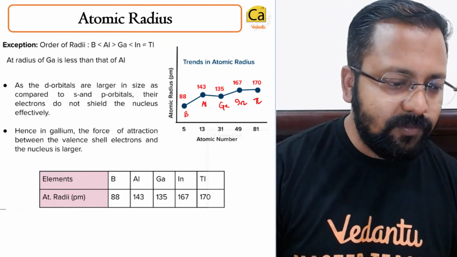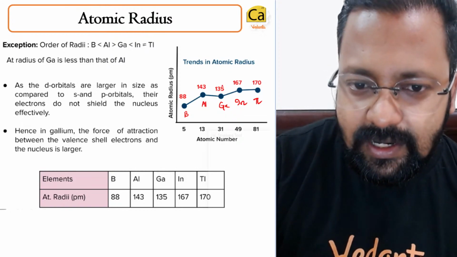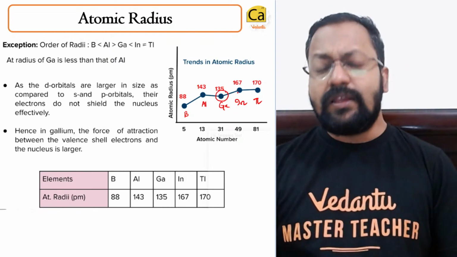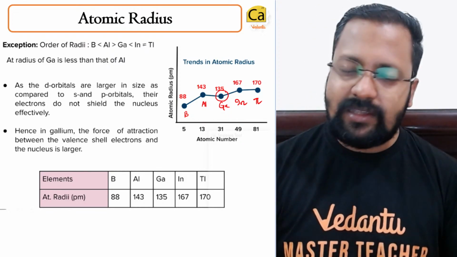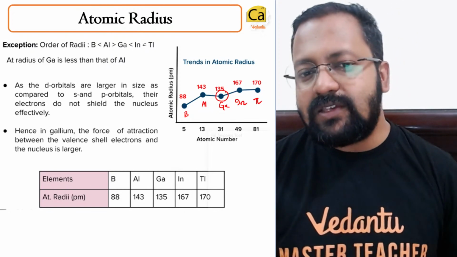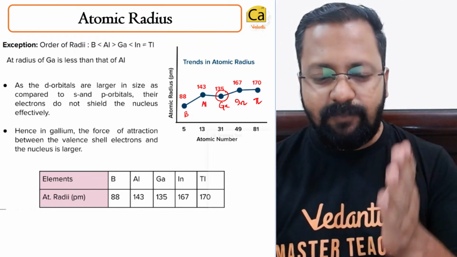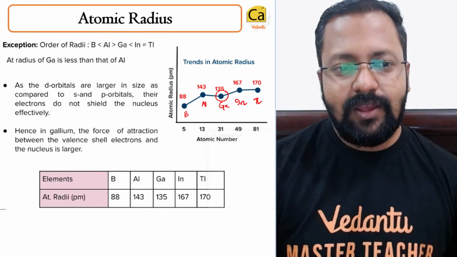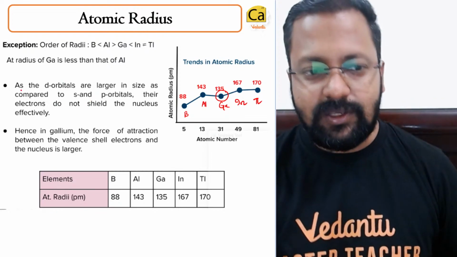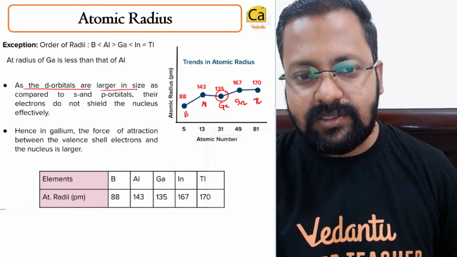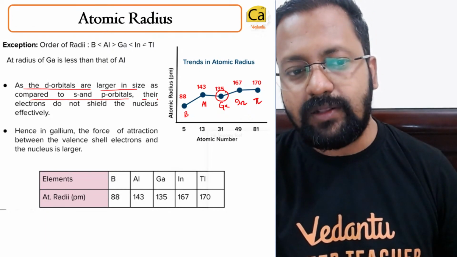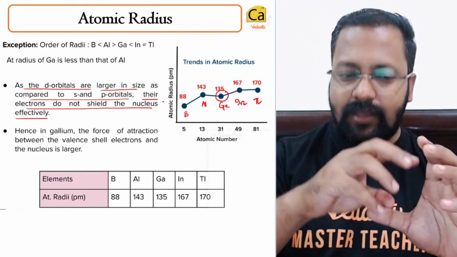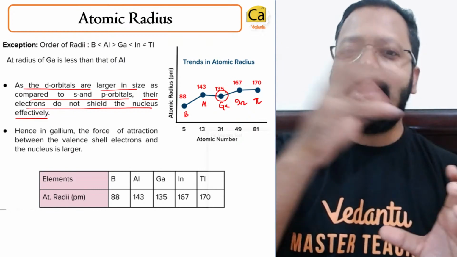But what we are observing is that there is a decrease in the size of gallium. इसका reason क्या है? The decrease in the size of gallium is because before gallium we have zinc. As d orbitals are larger in size compared to s and p orbitals, their electrons do not shield the nucleus very effectively. So the nucleus exerts a force which is known as the nuclear charge.